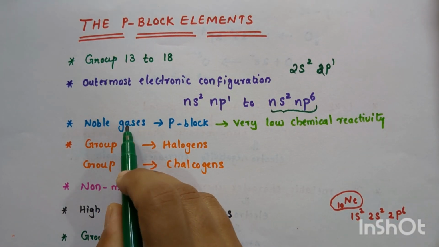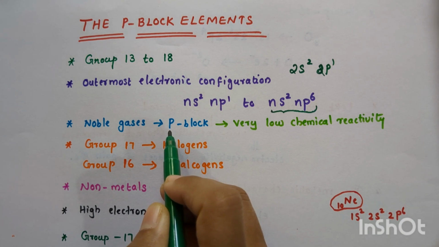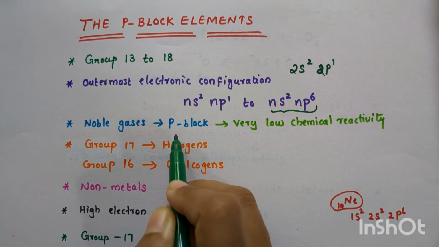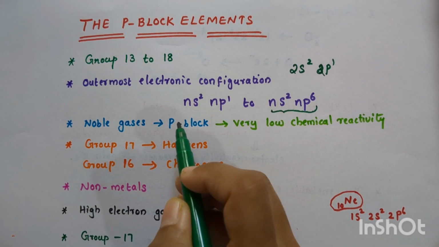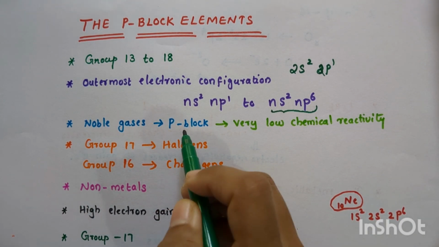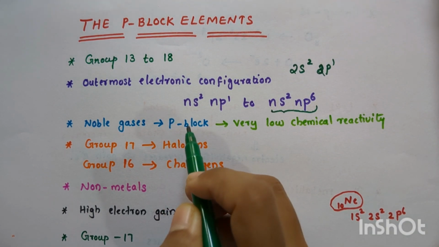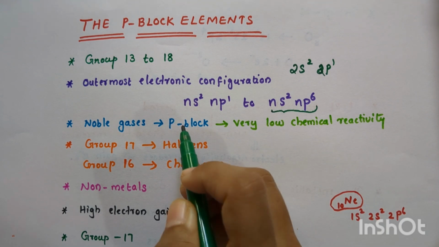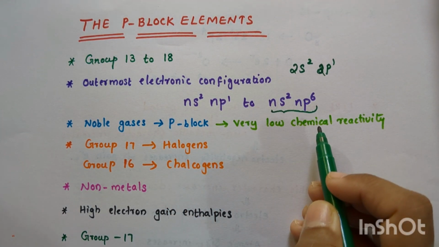The noble gases belong to the P block category. All the orbitals in the valence shell of the noble gases are completely filled by electrons, and it is very difficult to alter this stable arrangement by the addition or removal of electrons. So, noble gases exhibit very low chemical reactivity.